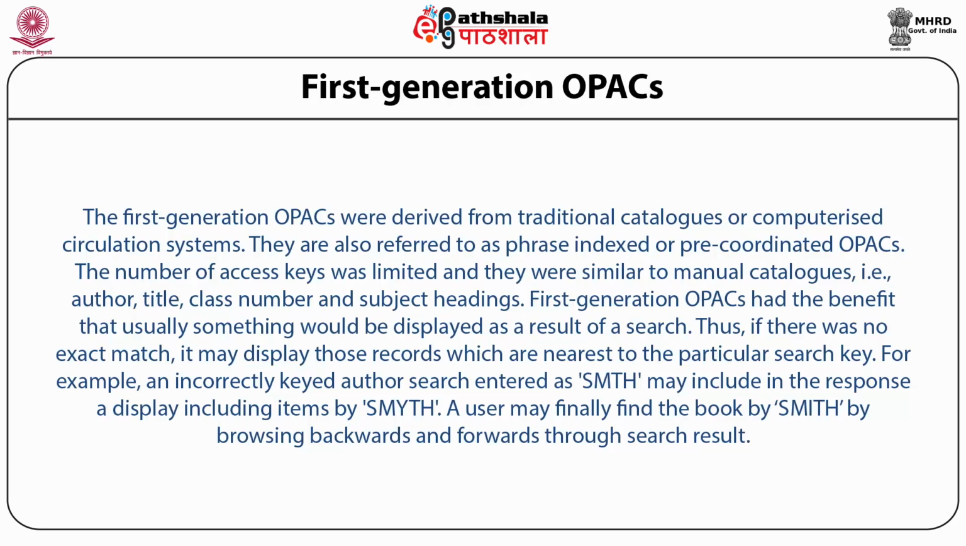First generation OPACs had the benefit that usually something would be displayed as a result of a search. Thus, if there was no exact match, it may display those records which are nearest to the particular search key. For example, an incorrectly keyed author search entered as SMTH may include in the response a display including items by SMYTH. A user may finally find the book by Smith by browsing backwards and forwards through the search result.